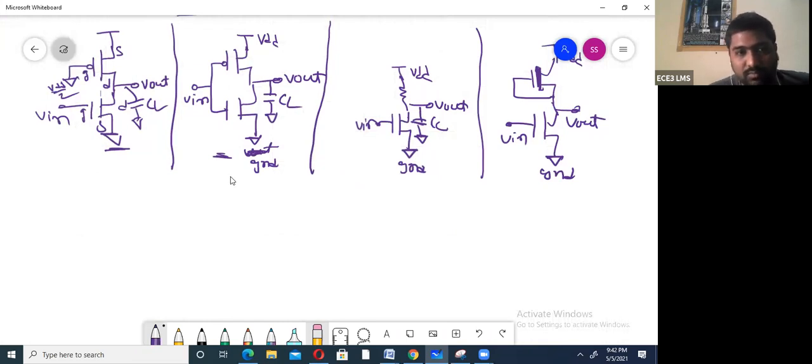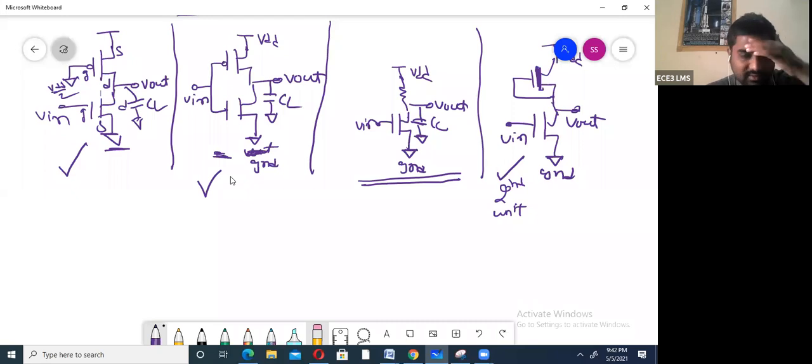In your syllabus book, the first unit concentrates more on the pseudo NMOS inverter, and also on the CMOS inverter, and this inverter will come in the second unit. And this basic NMOS inverter you should know from the previous classes.